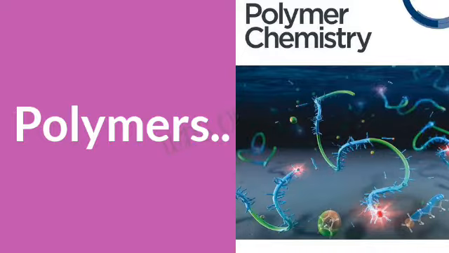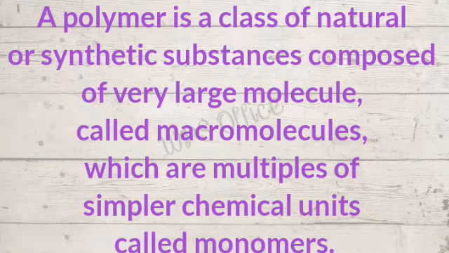What are polymers in chemistry? A polymer is a class of natural or synthetic substances composed of very large molecules called macromolecules, which are multiples of simpler chemical units called monomers.